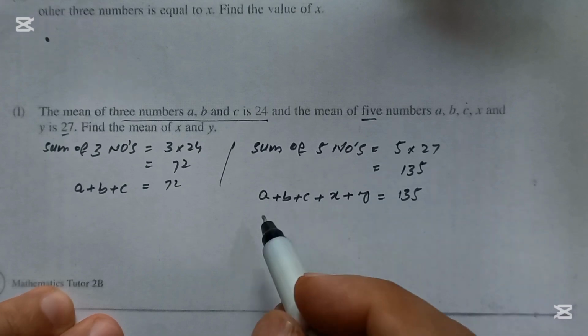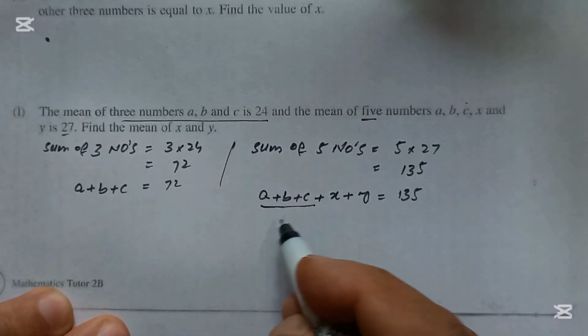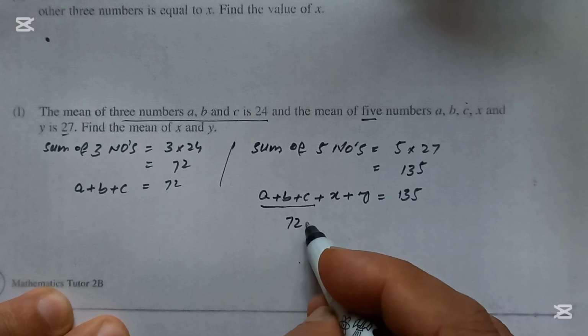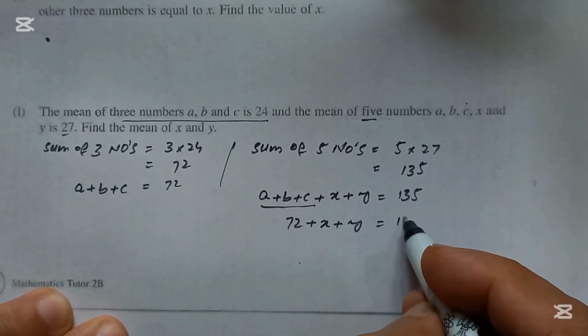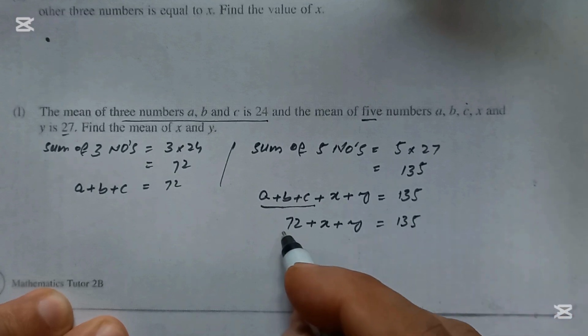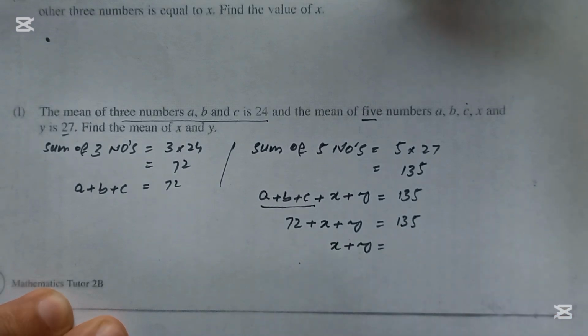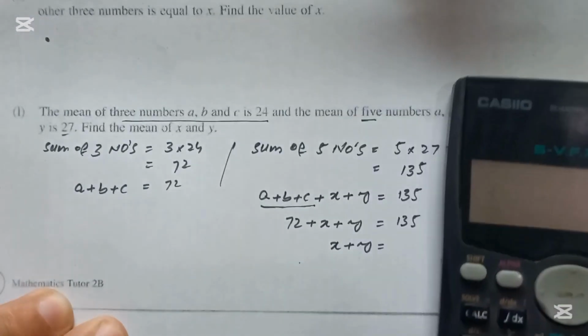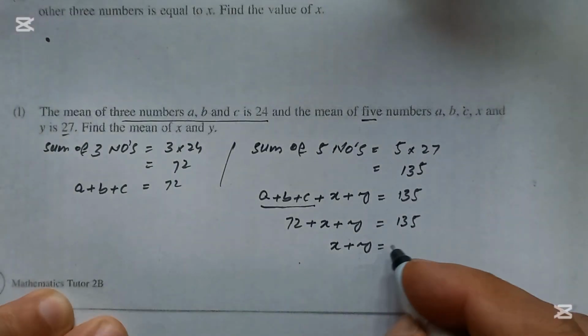Should be equal to 135. Okay, from here we can see a plus b plus c is equal to 72. So we can place 72 in place of this. x plus y will remain as it is. 135 will remain as it is. This 72 will go to the right side and will be subtracted from 135. So 135 minus 72 is equal to 63.